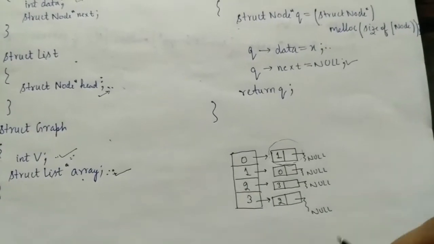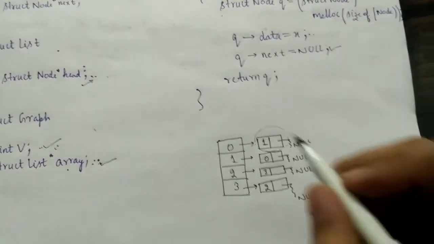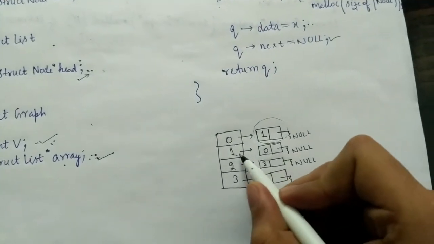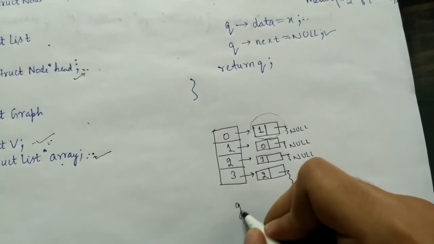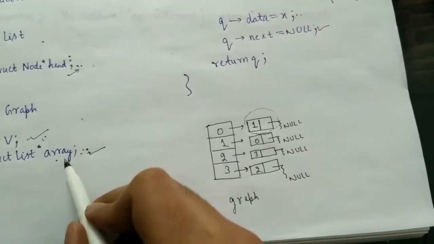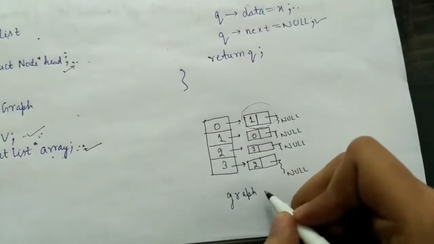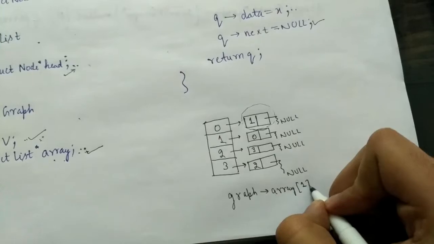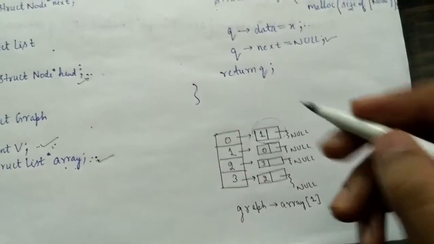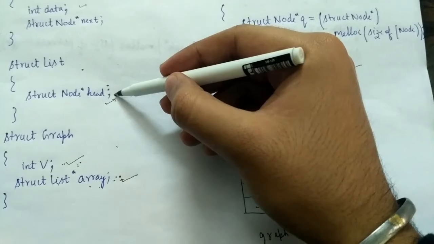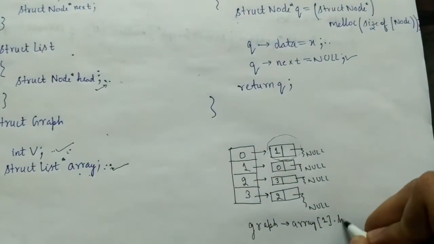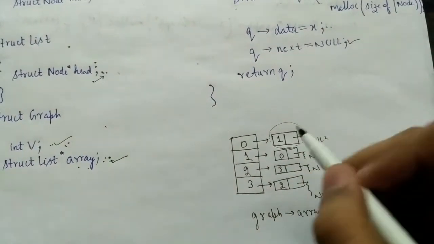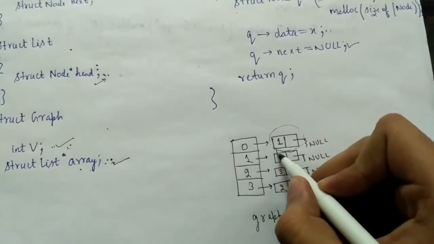Now how can we access the fields? For example, if we want to access the linked list corresponding to array index 1, we would go to the graph and access its array field at index 1. Now we will go to the head node of that linked list. We would access that head like this. So this would give us access to this linked list.